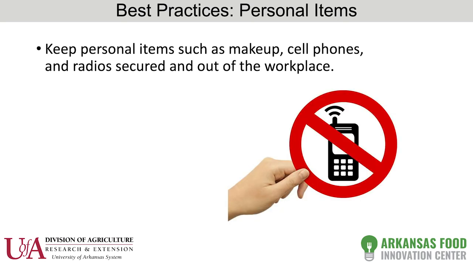Personal items like makeup, cell phones, and radios should be secured and stored away from the food processing area. Cell phones are not sanitary. A person's cell phone goes everywhere with him or her, including restrooms and dining areas. Additionally, cell phones are generally stored in back pants pockets or purses, which are not sanitary locations. Cell phones are, therefore, exposed to everything. There is no way to properly sanitize a cell phone, so it should never go into the food production facility.